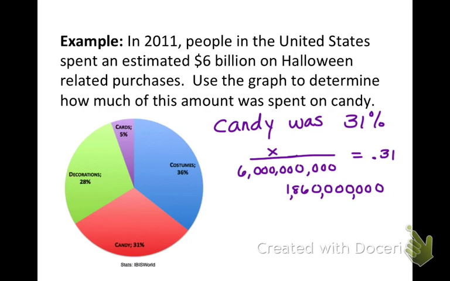So how much money was spent on candy? 1,860,000,000. Or we could be lazy and just write 1.86 billion dollars. That would also work. It's less zeros. It's a lot of candy being purchased, right? Alright. So we're good there?